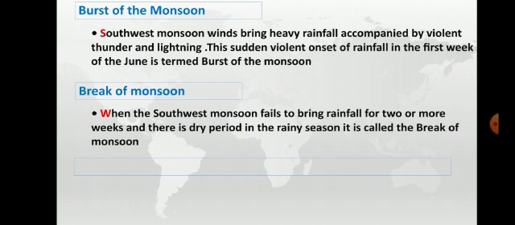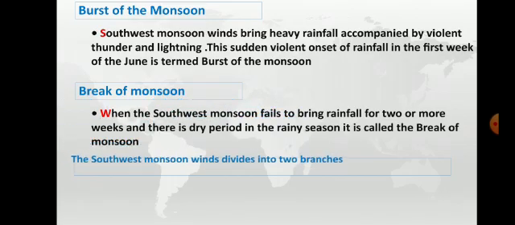Next we'll see break of monsoon. When the southwest monsoon fails to bring rainfall for 2 or more weeks and there is a dry period in the rainy season, it is called break of monsoon. So here you can see the burst of monsoon in the first week of June. The rainfall will start, and then there will be a gap of 2 or more weeks. That period is a dry period and this is called break of monsoon.